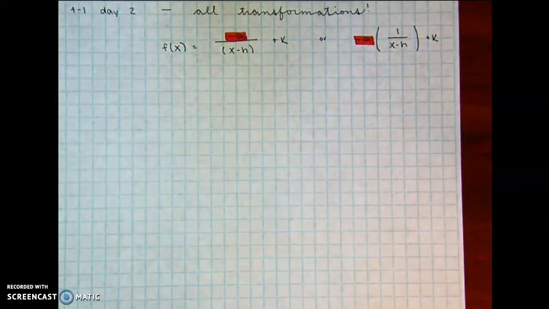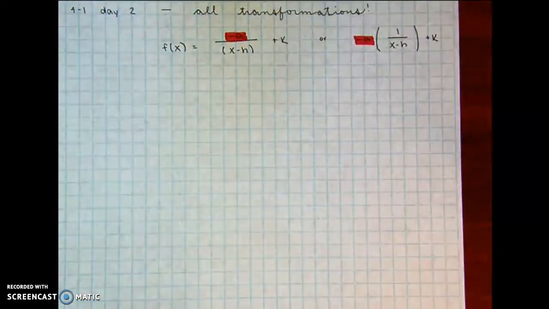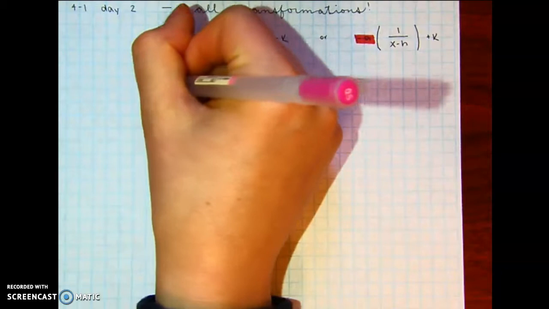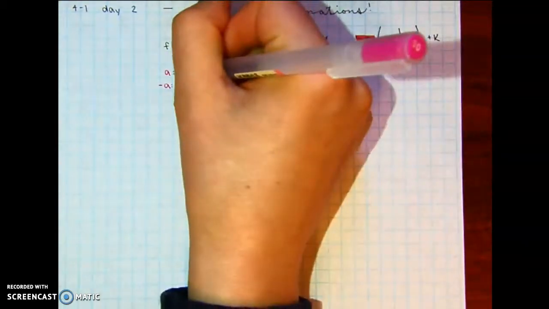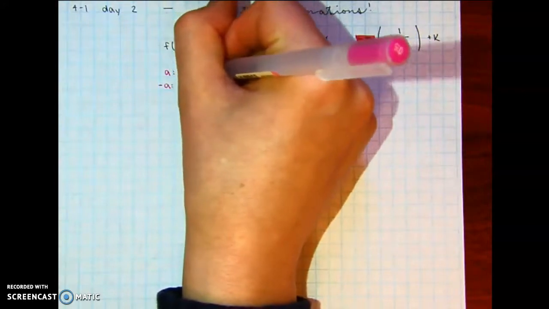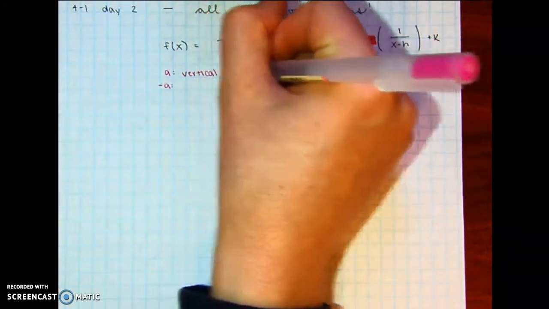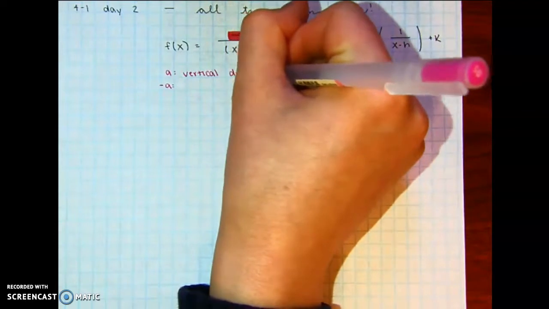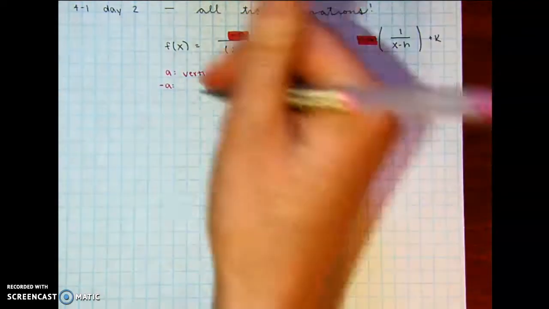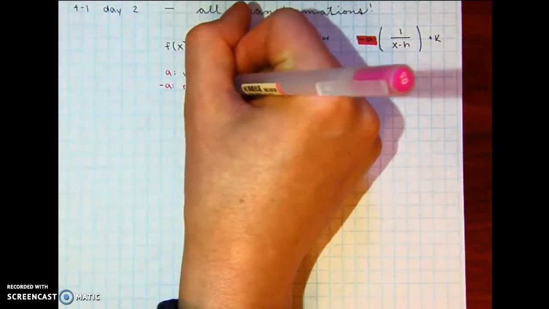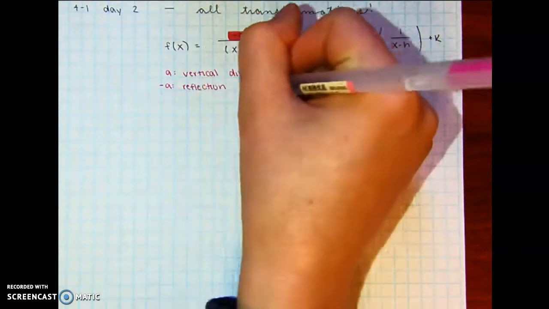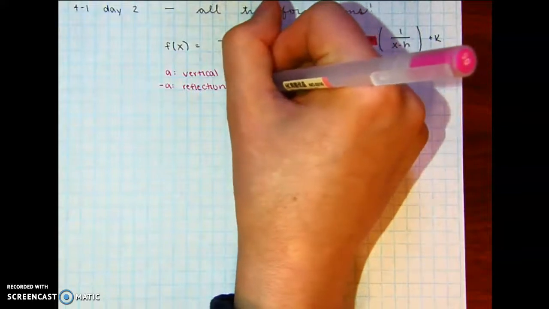So minus a, we have a and we have minus a. So a is a vertical dilation. Negative a is a reflection over the x-axis.